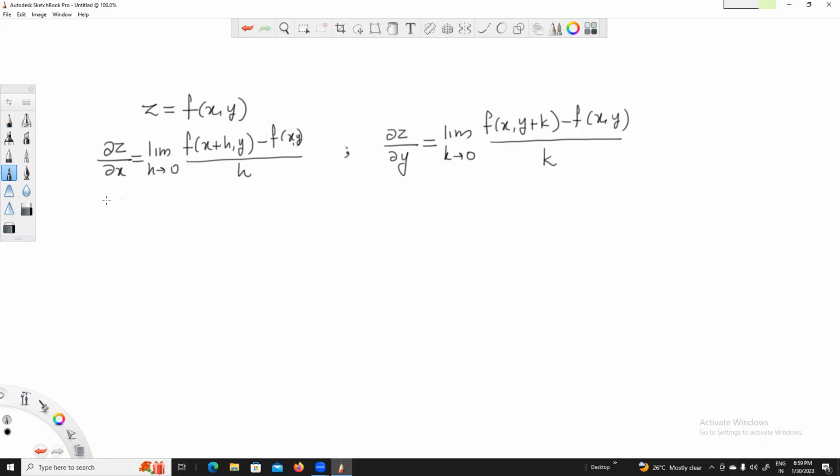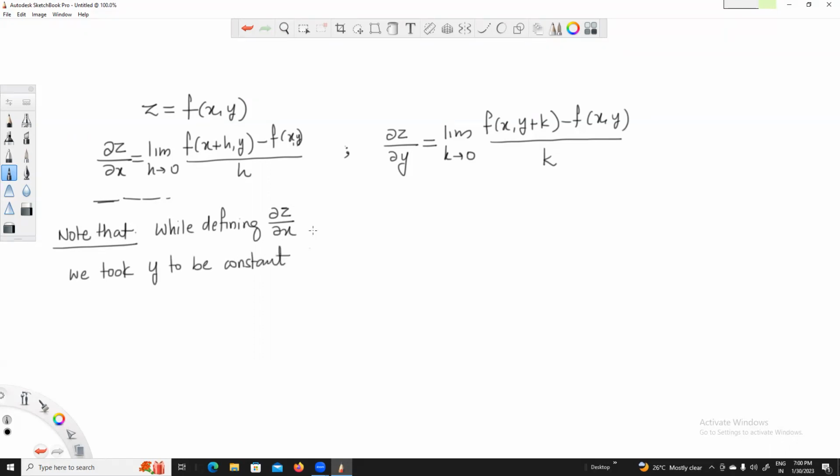Now, what is important here? While defining del z over del x, so basically we are differentiating this function z with respect to x, we took y to be constant. This is very important.